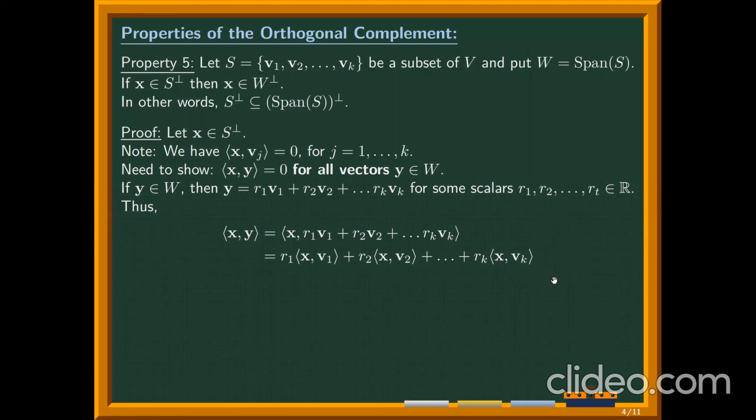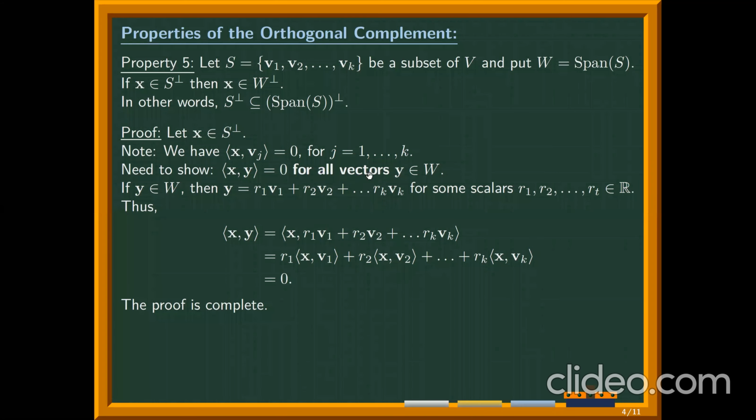At this point, we apply the note that we wrote earlier from our assumption that X is in S perp. The inner product of X and V1 equals 0, so this term is 0. X and V2 equals 0, so this term is 0, and so on up to the last term. So this is nothing but R1 times 0 plus R2 times 0 and so on up to plus RK times 0. A sum of zeros, or 0. And that concludes the proof of this property.